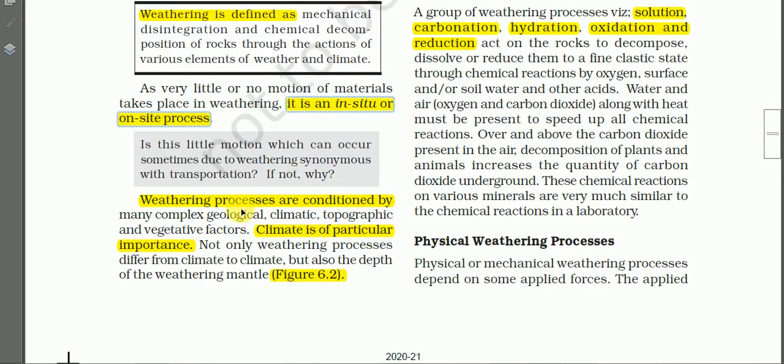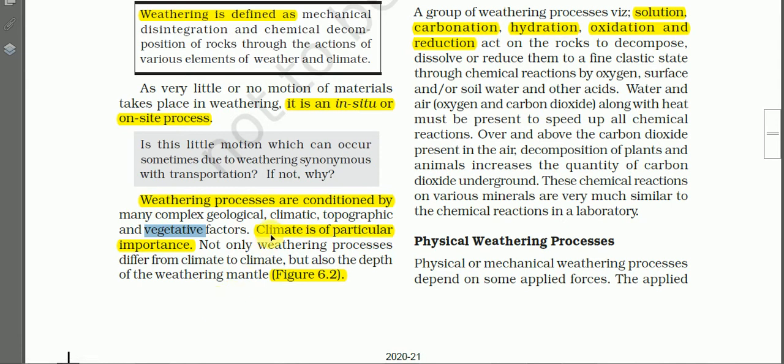Then, as mentioned here, weathering processes are conditioned by many complex geological, climatic, topographic and vegetative factors. So these are the important factors controlling the weathering process. Those factors affecting weathering processes are the geology of the rock, that is the type of the rock, the physical characteristics of the rock, the hardness, the softness, then climate, then topography, the landscape, and the vegetative cover. So these are important factors affecting the weathering process.